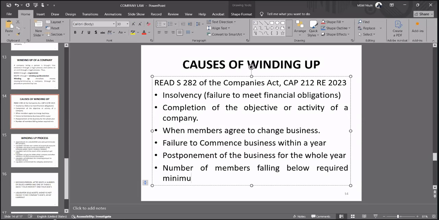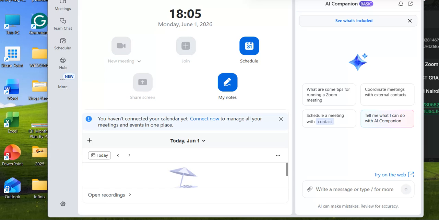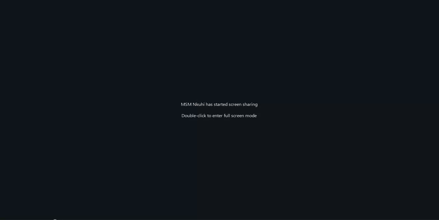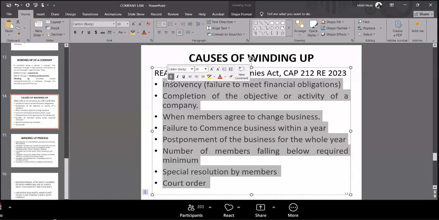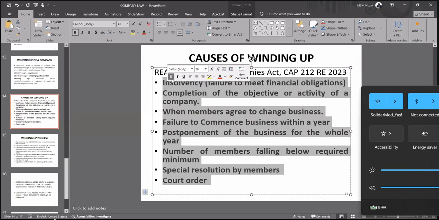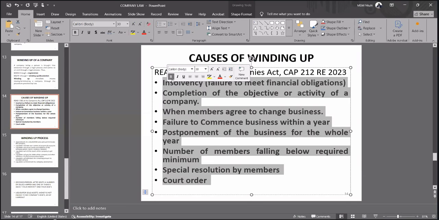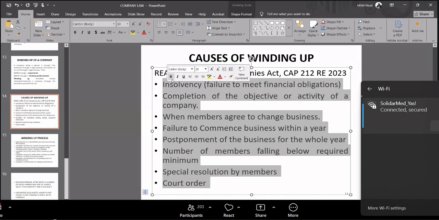And finally, we have the just and equitable ground, in most parts of Tanzania and under the English law. So these are major reasons. You can see about 8 of them as to why companies may be wound up. The reasons for winding up of the companies.